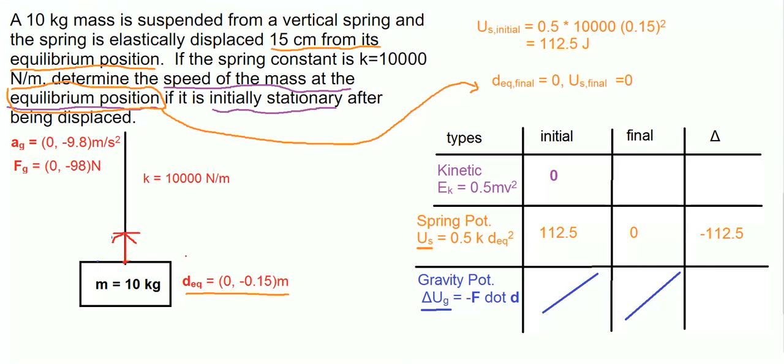So putting these together, we know that the force of gravity here is going to be 0 in the x and negative 98 in the y. And our displacement is going to be equal to 0 in the x and 0.15 in the y, both of which are in SI units.